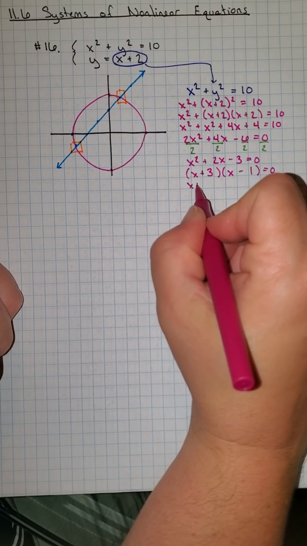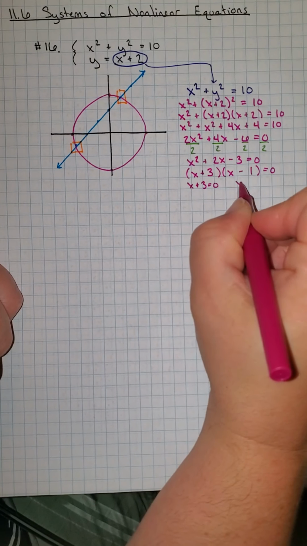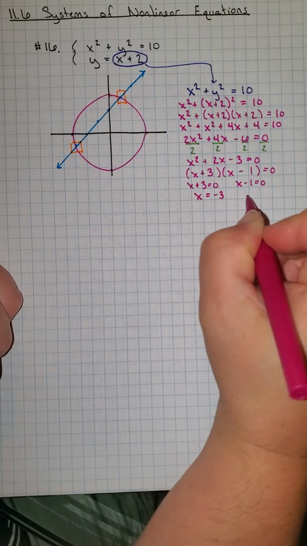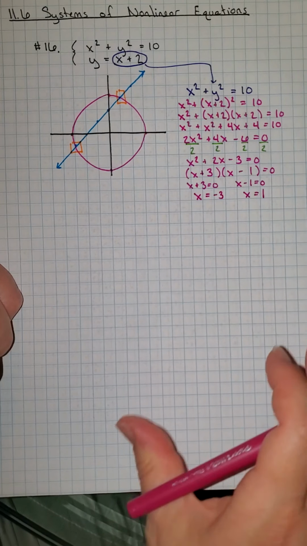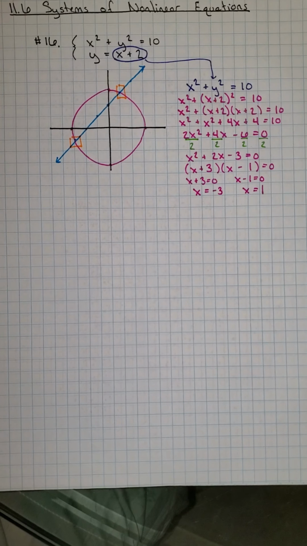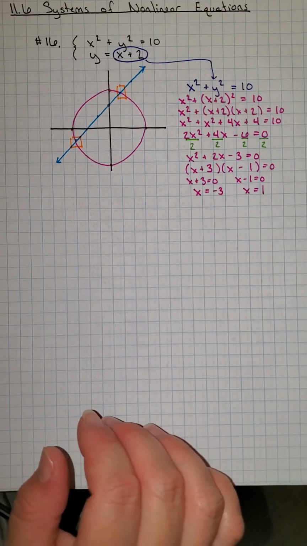Set each of those equal to 0. And you get x equals negative 3, and you get x equals 1. Alright, so those are our two x values. So we have to find the y values that go with them.